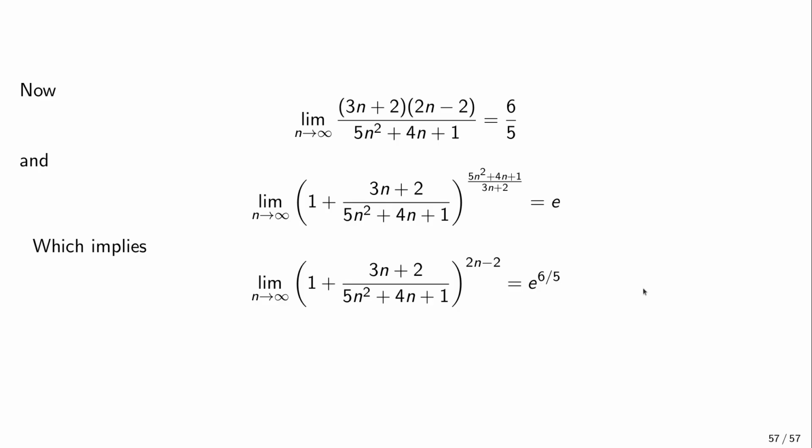And that's how you typically solve those typical exercises using the famous limit of e. You just force the exponent to be what you want it to be. Okay.